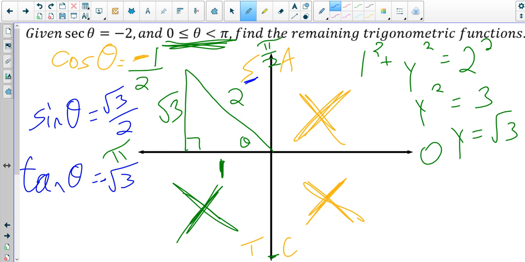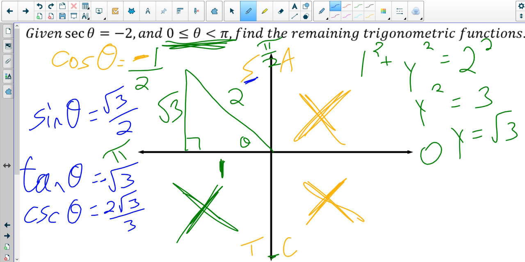The cosecant is the reciprocal of the sine function, so it's hypotenuse over opposite, so we'd end up with 2 over the square root of 3, which becomes 2 square root of 3 over 3. And it's positive just like the sine function is.